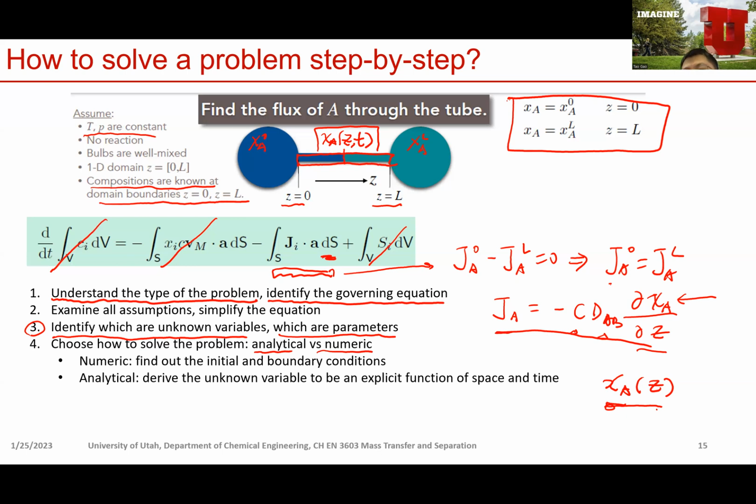Another way is to solve it analytically, right? That means we have to derive the unknown variable to be an explicit functional form of space and time. For a transient problem, you need to have time, but for a steady state problem, you don't have time. So that is to say, we need to find out the functional form of XA of Z. It needs to be something, F of Z. Okay, so that's how you solve that.